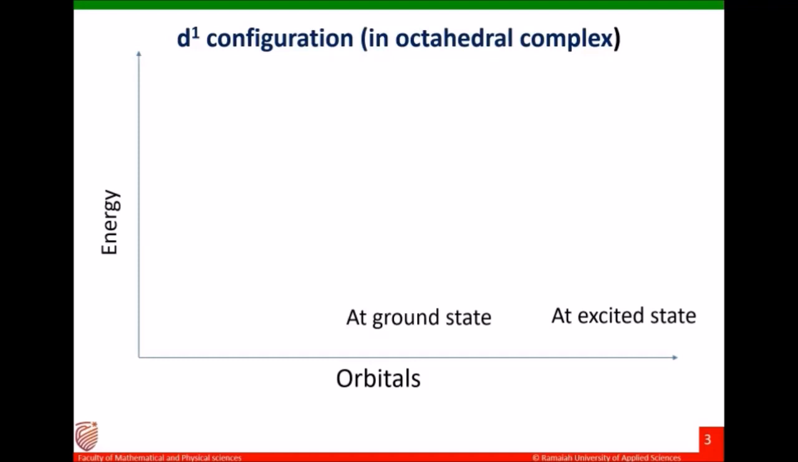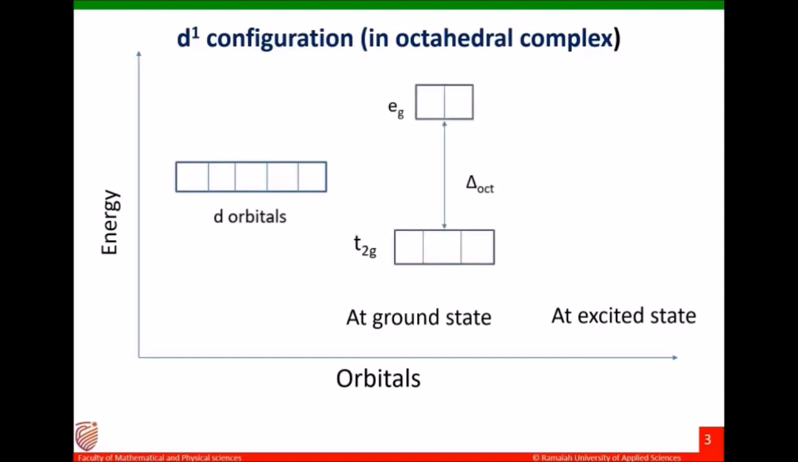In the last class we studied that in the presence of ligand, the d orbitals lose their degeneracy and are split into 2 sets of orbitals, T2G and EG, and their difference in energy is called delta octahedral. So in the normal state, the d1 electron in the d orbital will be in the T2G orbitals.